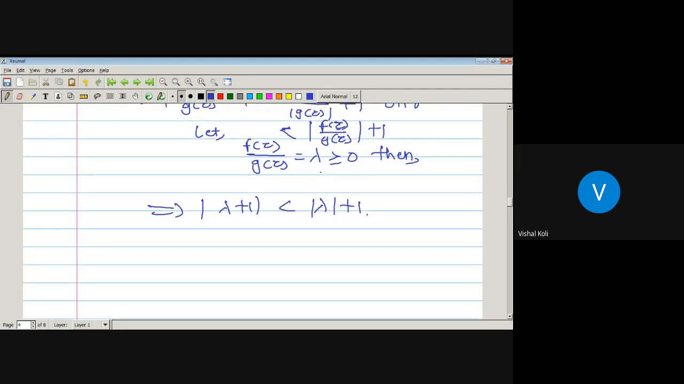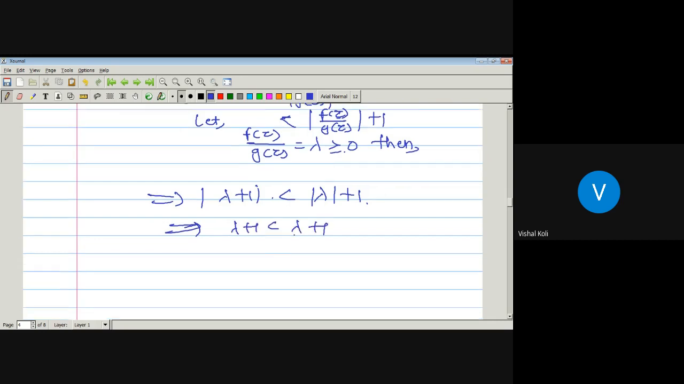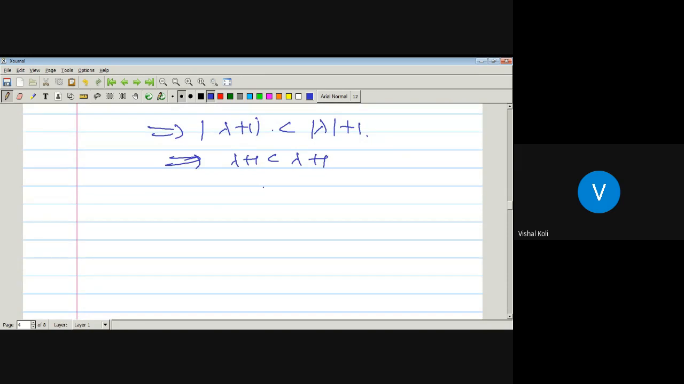But as lambda is greater than or equal to 0, then by the definition of modulus, modulus of lambda will be lambda. So modulus of lambda plus 1 is equal to lambda plus 1, since lambda is greater than or equal to 0. Here, this one is nothing but lambda plus 1, which is less than lambda plus 1. So this is not possible, since lambda plus 1 is never strictly less than lambda plus 1, which is a contradiction.